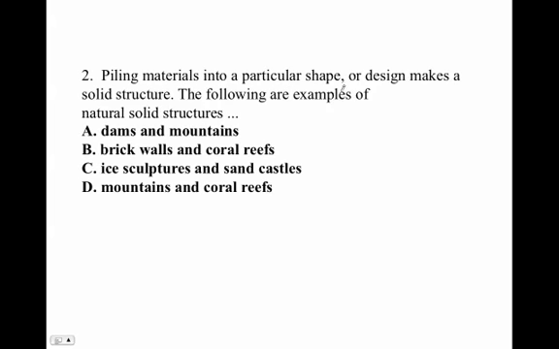Piling materials into a particular shape or design makes a solid structure. The following are examples of natural solid structures from nature. Natural solid. D. Mountains and coral reefs are natural solids. Brick walls and coral reefs don't work because the brick walls are manufactured. A dam is manufactured. Ice sculptures are manufactured, and so are sand castles. So the only one that comes from nature and is solid throughout is D.